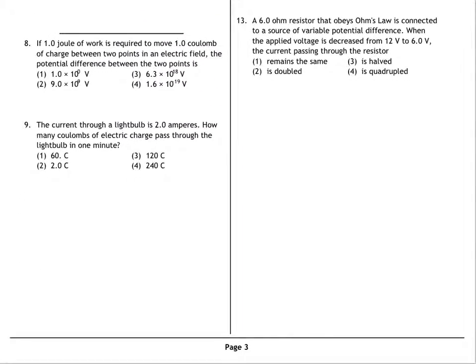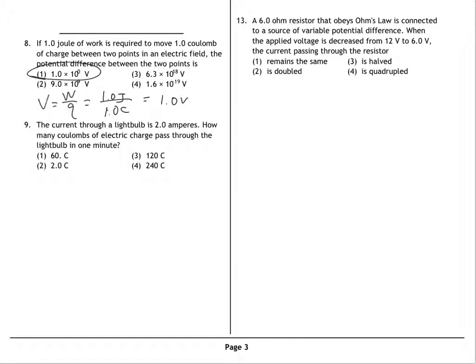All right, number 8. If 1 joule of work is required to move 1 coulomb of charge between 2 points in an electric field, the potential difference between the 2 points would be which of the following? So since V is W over Q, an equation I borrowed from the reference table, and work is stated as 1 joule, whereas the Q, or coulombs, is stated as 1 coulomb, then I know that the voltage here has got to be 1 volt. Now in scientific notation, it would look like that.